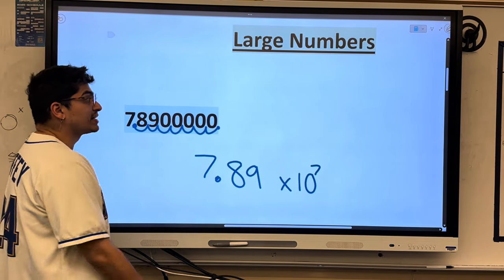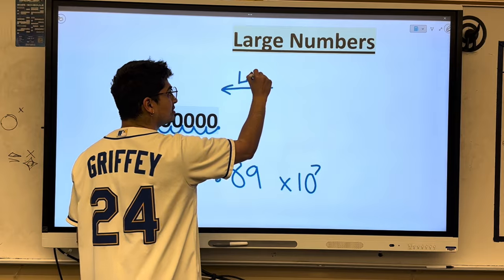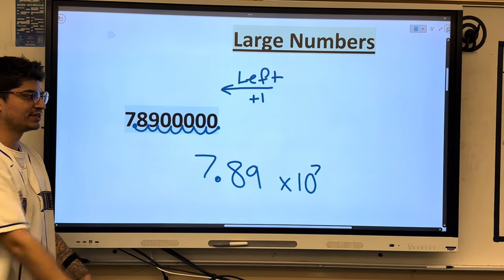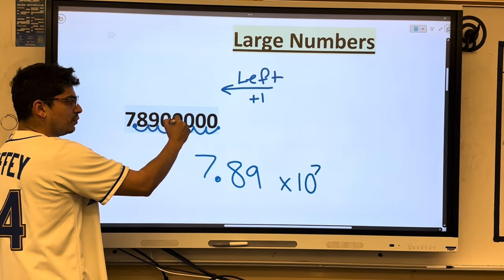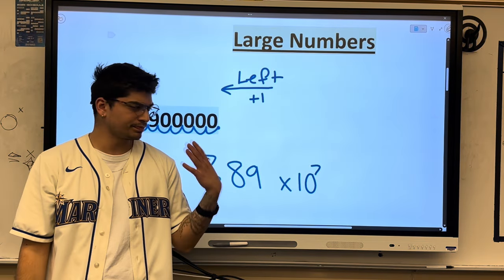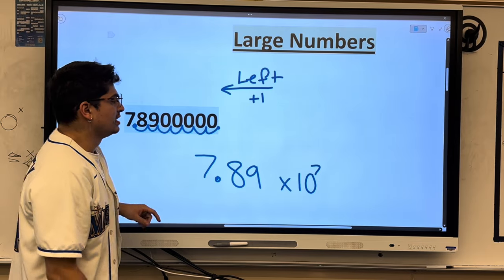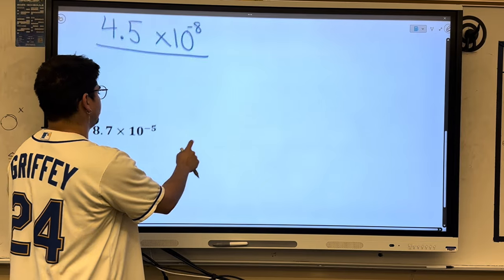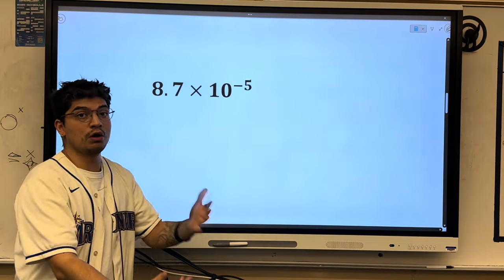And then again, notice how when I'm moving my decimal point to the left, we're adding an exponent every single time. It's a positive exponent, right? Because it's going +1, 2, 3, 4, 5, 6, 7, which gives us our positive 7. So this is scientific notation, right? Going from standard form to scientific notation.